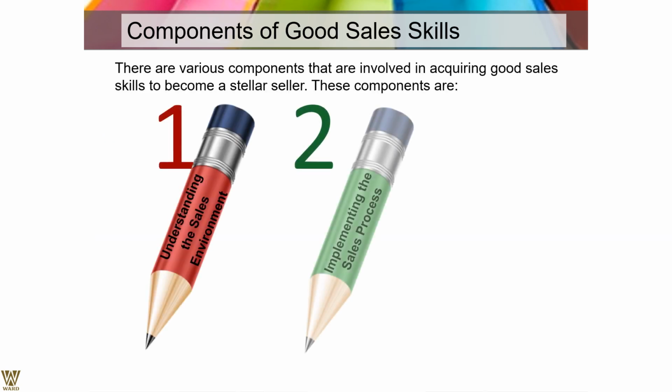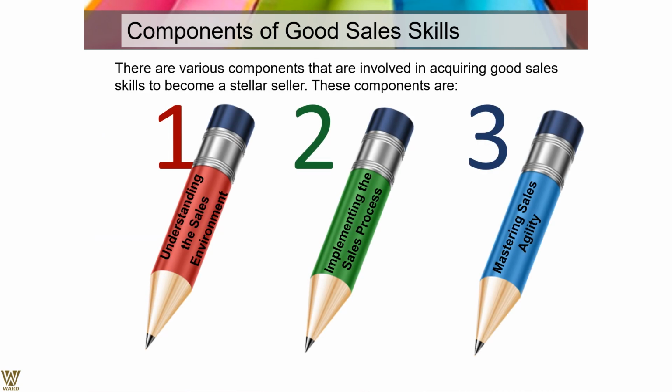Components of good sales skills: first and foremost, understanding the sales environment. This is very important. Next is implementation of the sales process, the process that one undergoes to make a sale, to ensure that the product has been taken or consumed by a customer. Third is mastering sales agility. As the case might be, things change, perspectives change, points of view change, and you should be agile enough to pick up the trick and ensure that your product is sold.